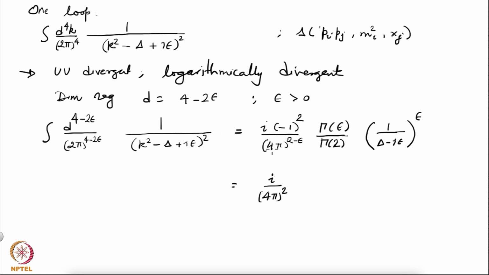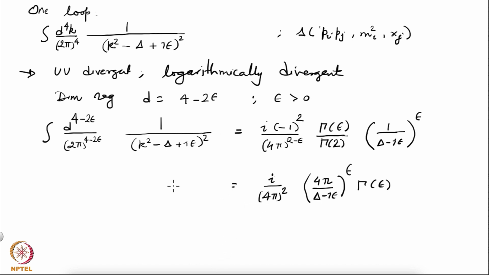Now I am still left with 4 pi to the minus epsilon, which goes in the numerator and becomes 4 pi to the epsilon, but I also have this 1 over delta minus i epsilon, so I will include it here. And then you have gamma of epsilon. All the kinematic dependence is contained in delta, and the remaining things depend on epsilon only.